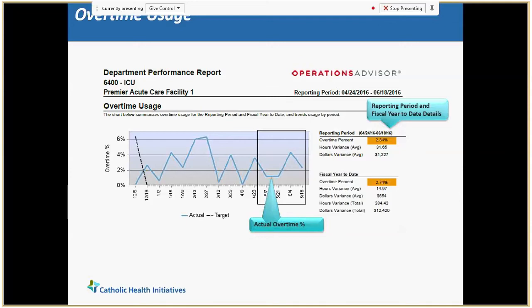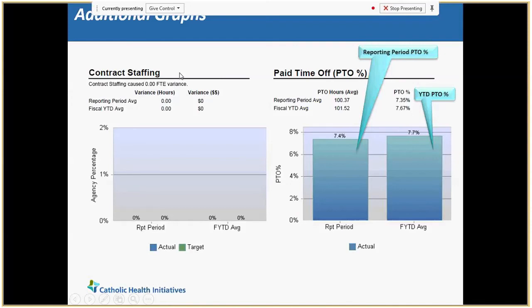What was the 2% of paid hours in your department compared to what you actually had? That's the difference, and it would be represented as a negative number. Contract staffing would be here. Paid time off would be here. Paid time off doesn't affect your productivity score, but obviously you might have interest in that information, so that will be available.